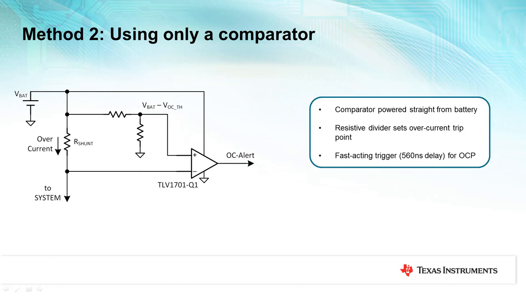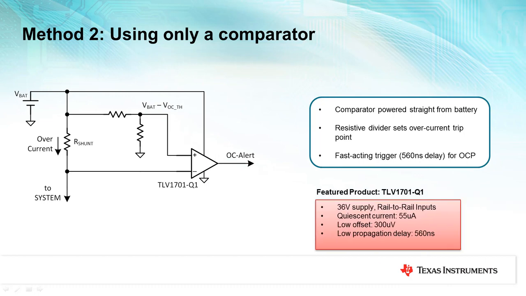In this circuit, we do current sensing with just one comparator. Note that our device, TLV1701Q1, is a high voltage comparator and is powered straight from the battery, making this a true high-side sensing circuit. No separate supply is required. This standalone comparator solution is less accurate than our first method with a current sense amplifier, but it makes up for the lower accuracy with its higher speed.